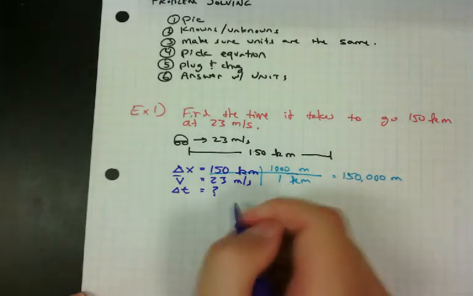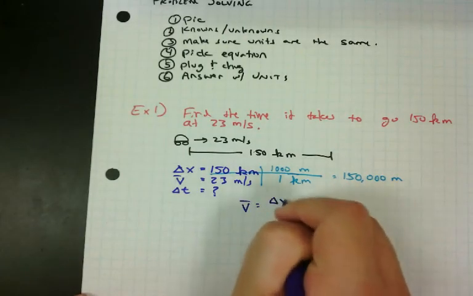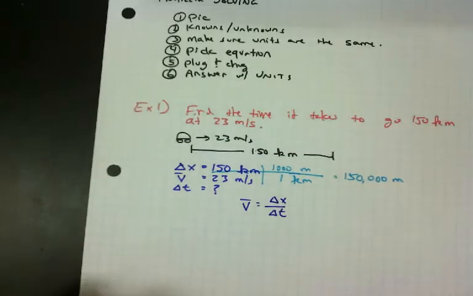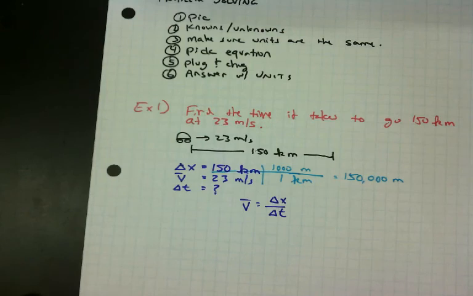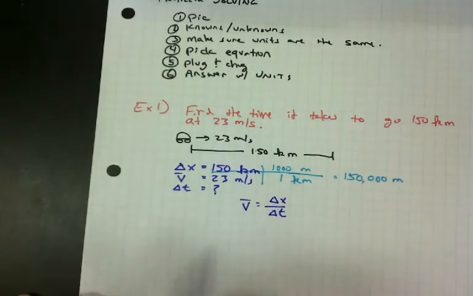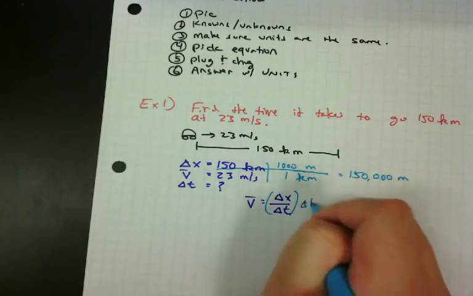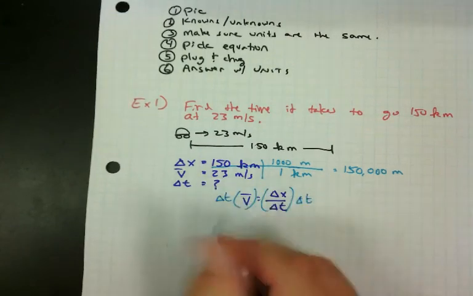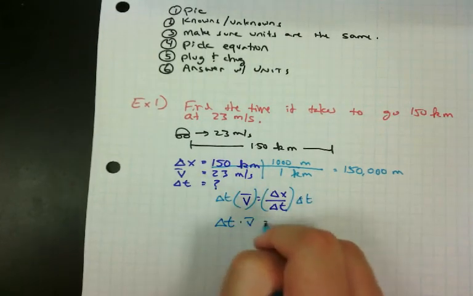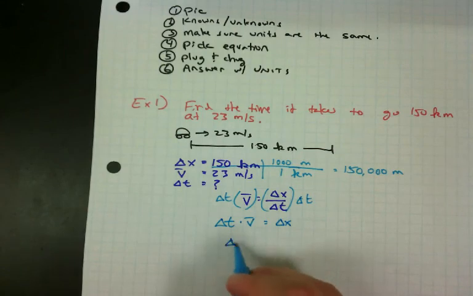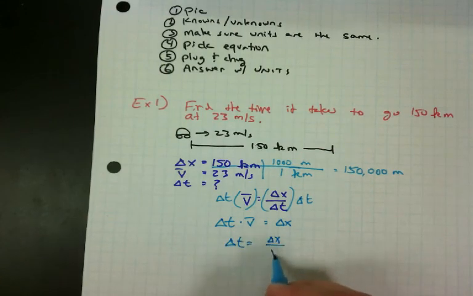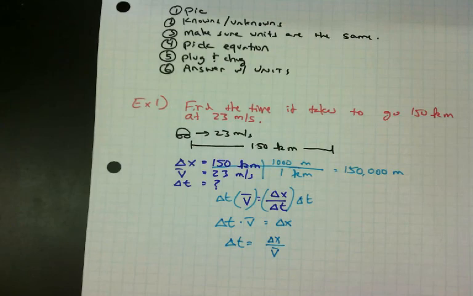Step 4, we're going to pick an equation. Obviously, we're going to pick this one. But let me show you the way that I prefer that you solve it. At this point, you could plug in and solve it. But you're going to find it's easier if I solve this algebraically first. If I solve for delta t, how would I do that? Well, if I multiply both sides by delta t, I would get delta t times v equals delta x. So that means delta t equals delta x over v. Questions about how I did that?